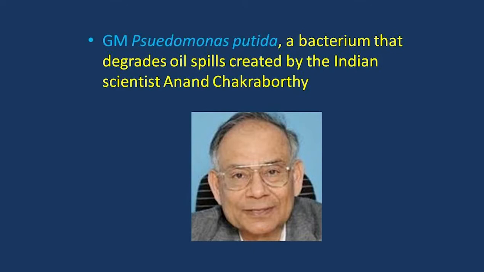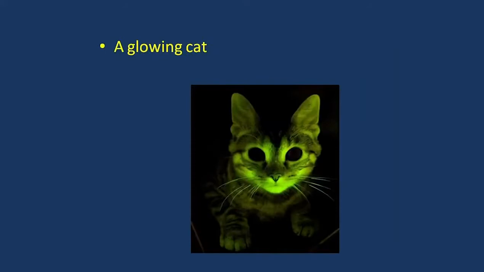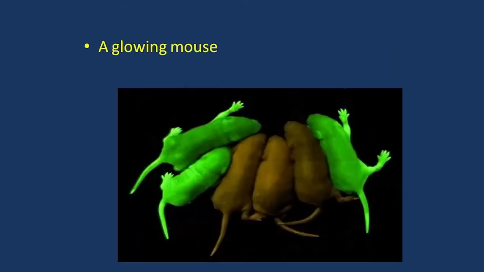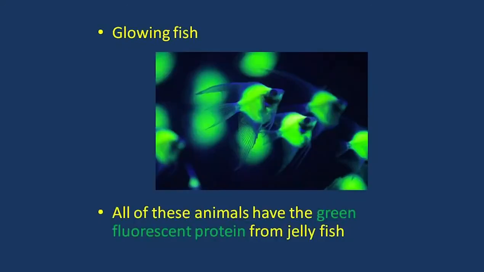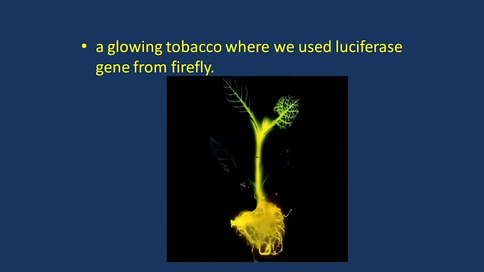Now let us look at some examples which were created for merely academic interest. For example, a glowing cat, a glowing mouse, a glowing fish. All these animals have the protein called green fluorescence protein from jellyfish. We have even created a bioluminescent tobacco which has a gene from firefly. The gene is for the enzyme called luciferase.